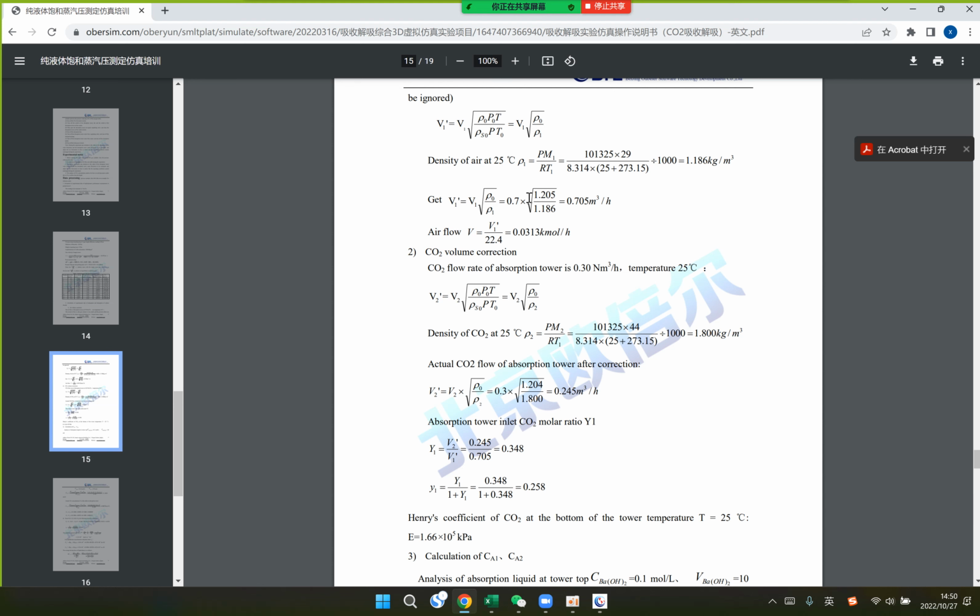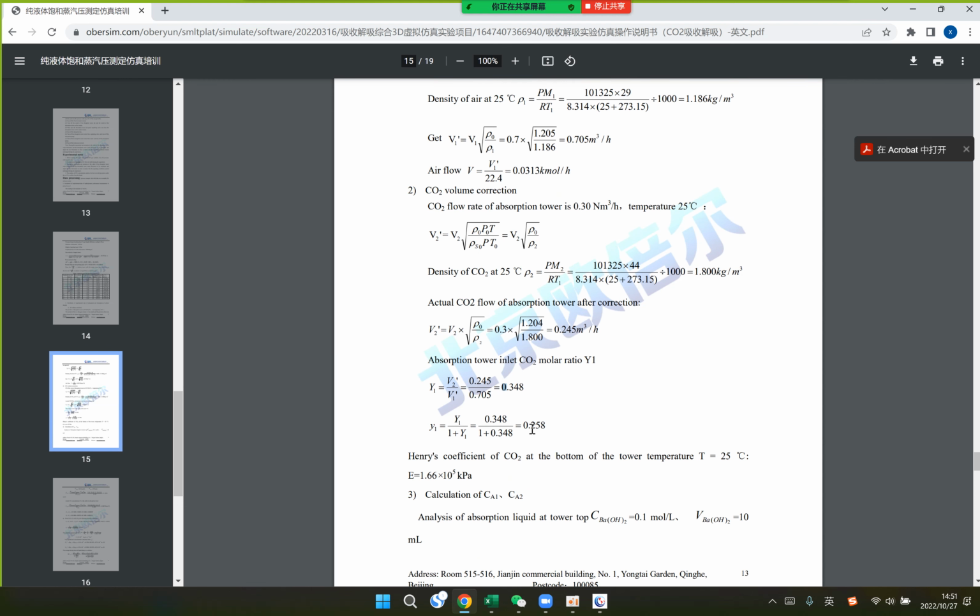And then you will find the upper Y1 and the smaller Y1. The subscript 1 here means the bottom; if it is 2, it means the top. So here is the inlet carbon dioxide molar ratio. The big Y1 is this part, and the smaller Y1 is this part, because it follows Henry's law.